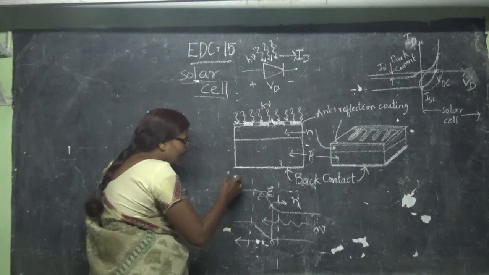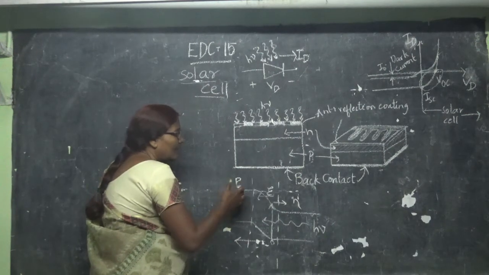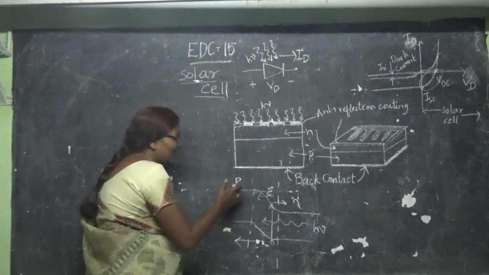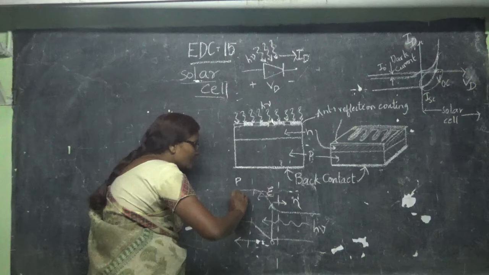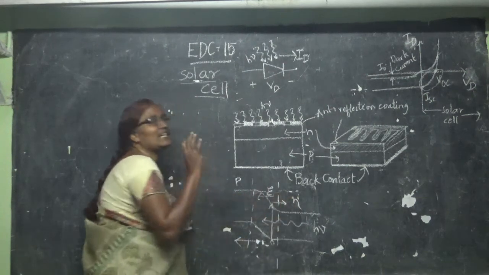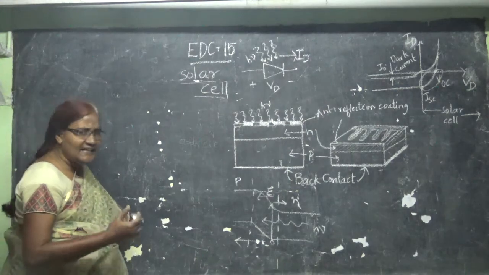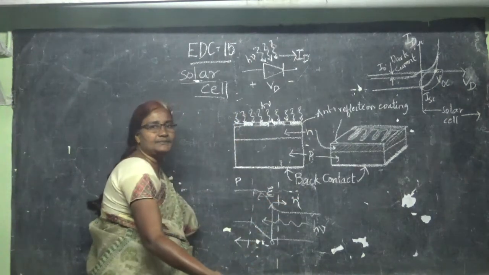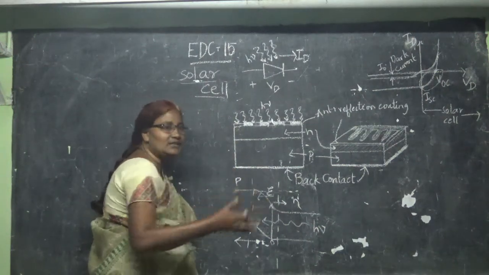So whatever light energy efficiency is there, whatever light energy will make the electron-hole pairs, those electron-hole pairs in these regions will not generate the current. After all, what do we need? We need this light energy to generate some current. That is nothing but our light energy conversion into electrical energy.